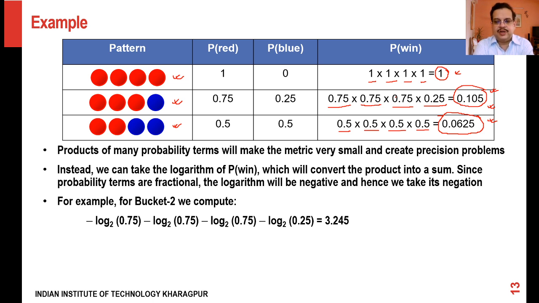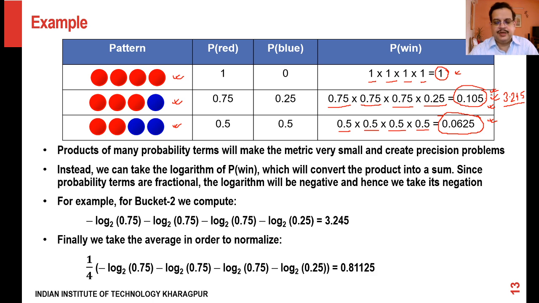We put a minus outside the log so that the terms become positive. Otherwise, as you know, for any probability term between 0 and 1, the logarithm will become negative. So we put a negative sign outside to make the logarithm positive, and we get a positive value for this term. So for example, instead of this, we now use the log of it and we get 3.245, which is a better number, having more precision than 0.105.